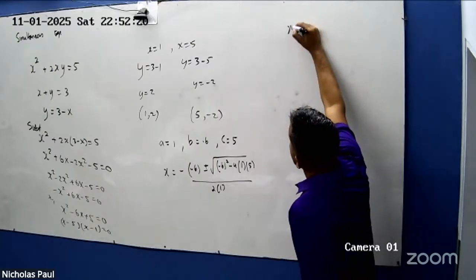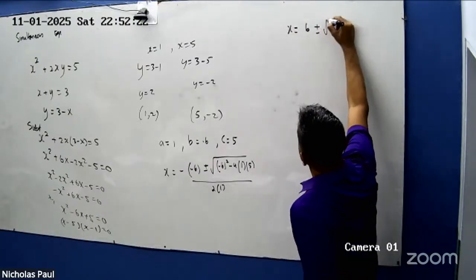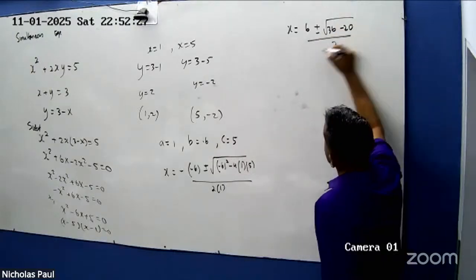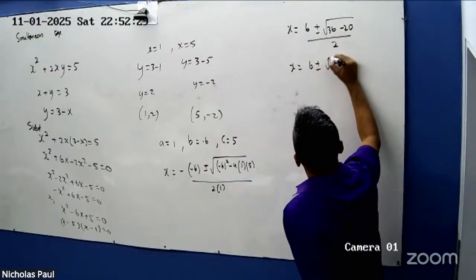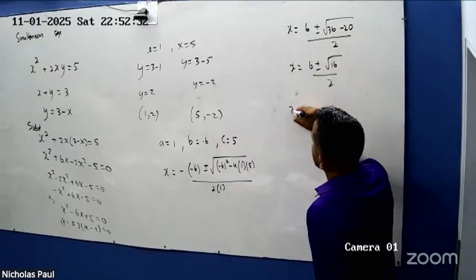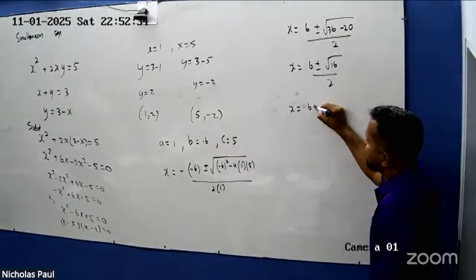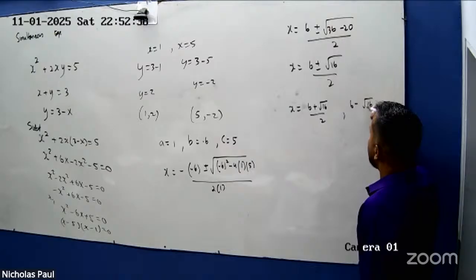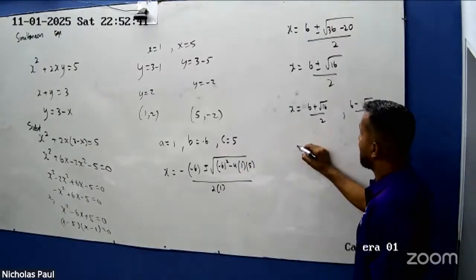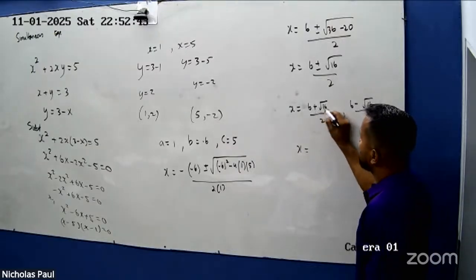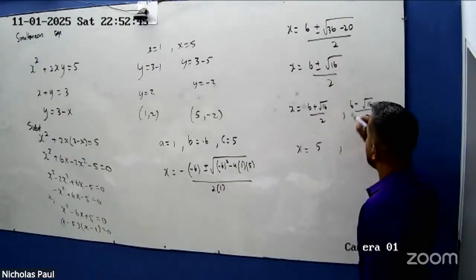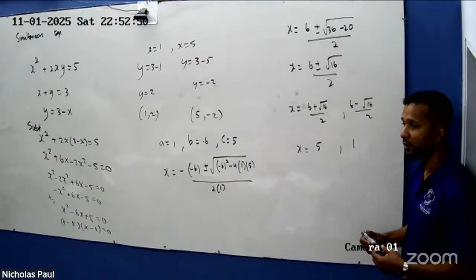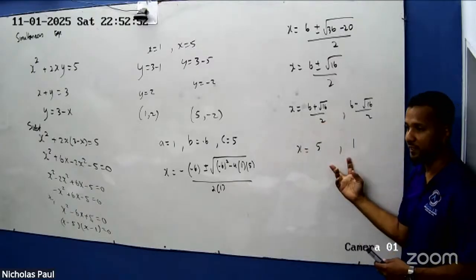So we will get x is equal to 6 plus or minus the square root of 36 minus 20, all over 2. So you'll end up with 6 plus 16 on 2, 6 minus 16 on 2, that is square root of 16 is 4. So 6 plus 4 on 2, that's 5. 6 minus 4 is 2, and 2 over 2 is 1. All right? If you use the long formula, you're getting the same thing.